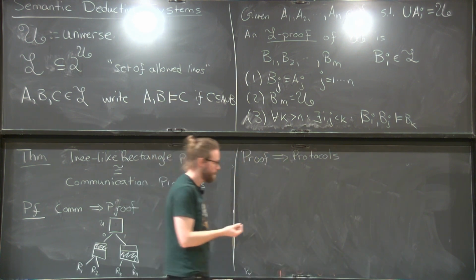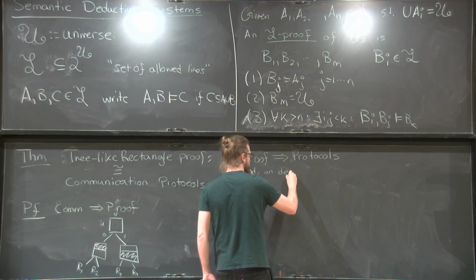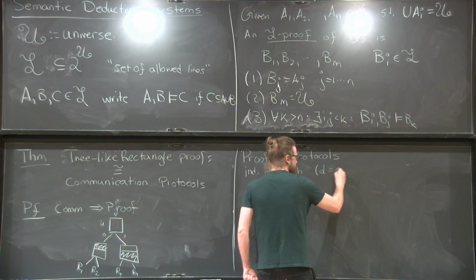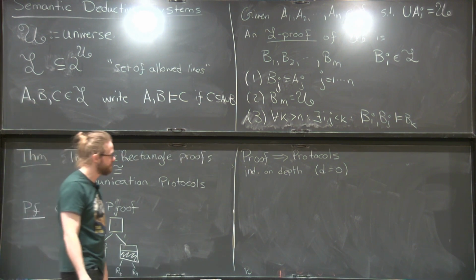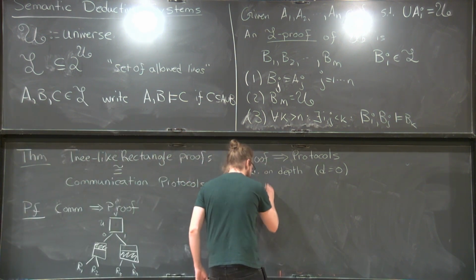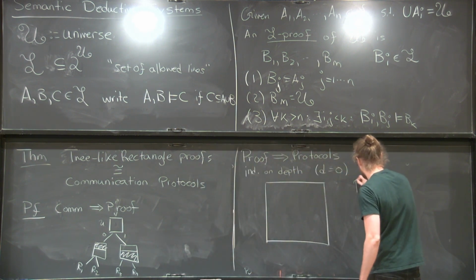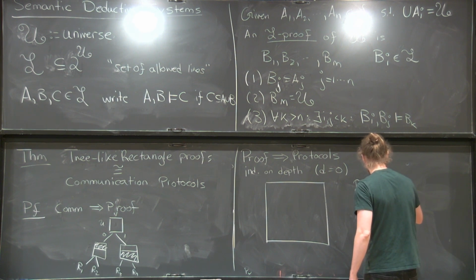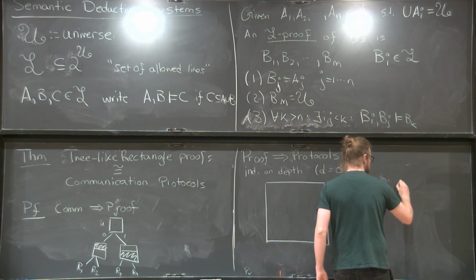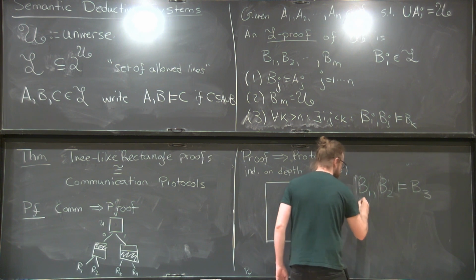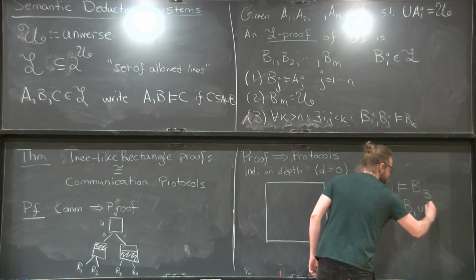So the interesting direction is proofs into protocols. OK? Once again, we'll go by induction on the depth. And once again, the d equals 0 case is easy. Everything is contained in one rectangle, so we just output whatever that rectangle is. OK? So the interesting case is the following. Suppose that we have two rectangles in my proof, b1, b2, and we're going to prove b3. So b3 is contained in the union of b1 and b2, right?